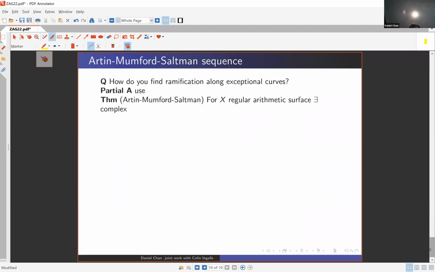Okay, and the answer to this question is the Artin-Mumford sequence. And one of the things it allows us to do is to answer the question, for example, well, how do you find the ramification along exceptional curves? Okay, so I did it in this example by explicit sort of formula, but in general, you have to use this Artin-Mumford sequence, which is for the case of a regular arithmetic surface. And in this case, you have this sequence.